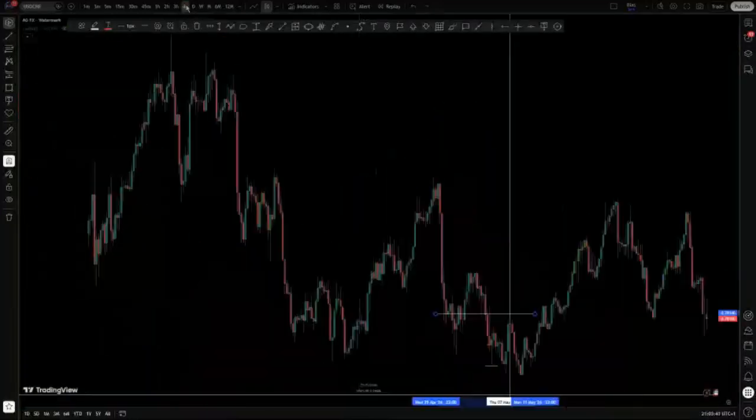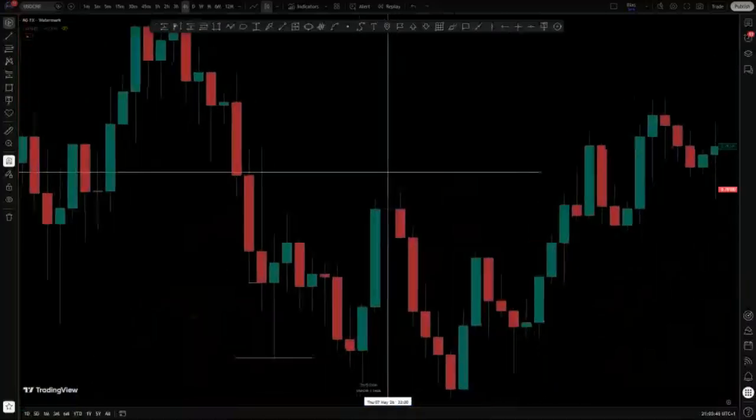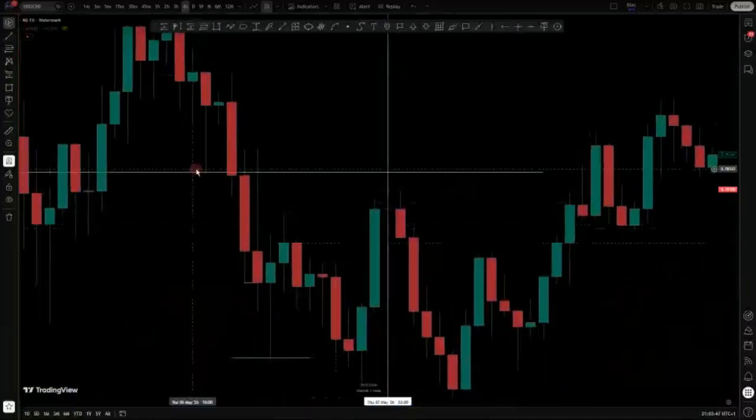But let's validate that with the H4 break. Do we have an H4 break to validate this particular setup? Yes, we did.